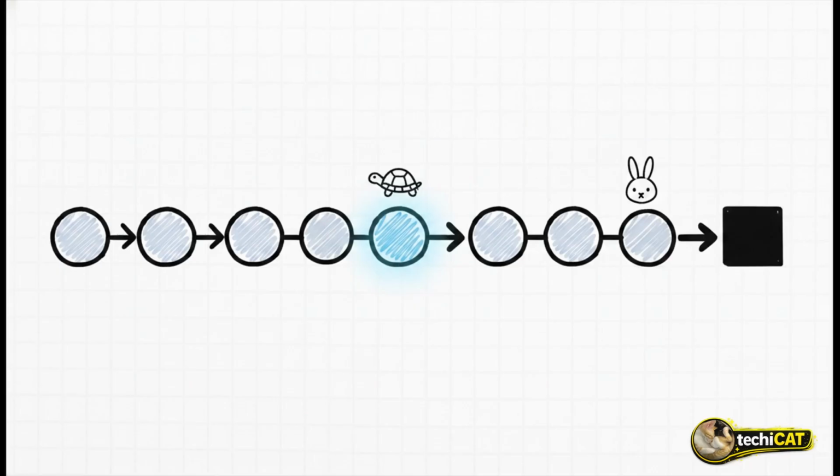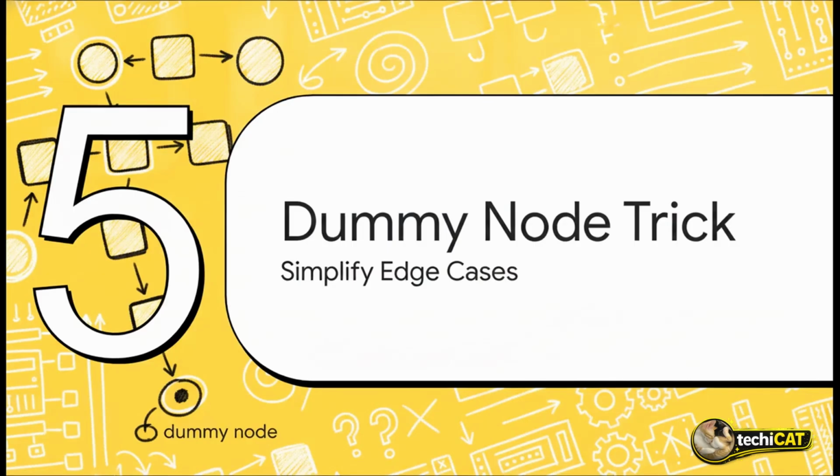If you send your fast pointer at double speed and your slow pointer at regular speed, the exact moment the fast pointer hits the final null node at the end of the list, your slow pointer has traveled exactly half the distance. Boom! You've just found the middle point in a single pass without ever needing to know the total count. Which brings us to part 5, the dummy node trick, simplifying those annoying edge cases.